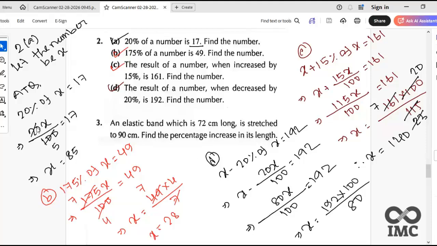Now we need to cancel. We can easily cancel 0 and 0. Then 2 4s are 8, 2 5s are 10. Then 4. 4 4s are 16, 32, 4 8s are 32. Now multiply. 48 into 5. 5 8s are 40. We have 4. 5 4s are 20 plus 4, 24. So 240.